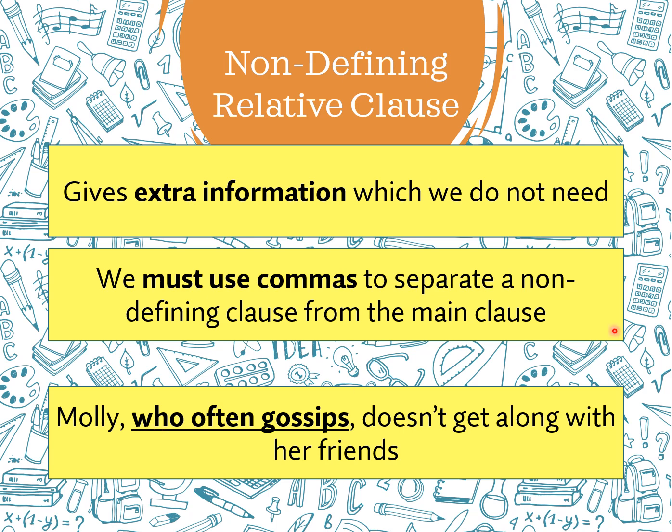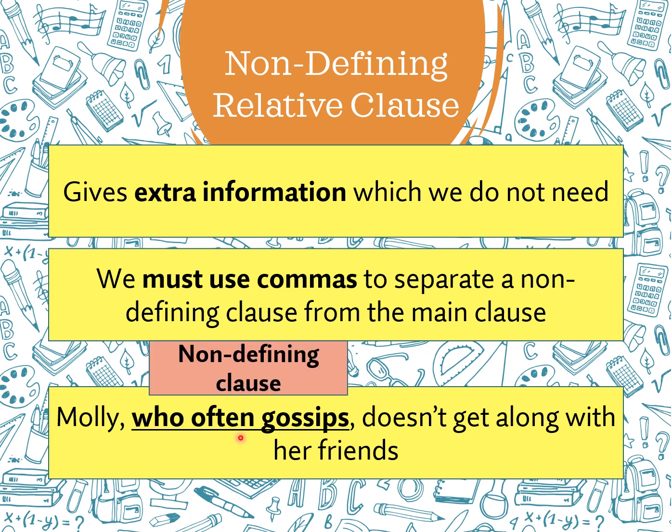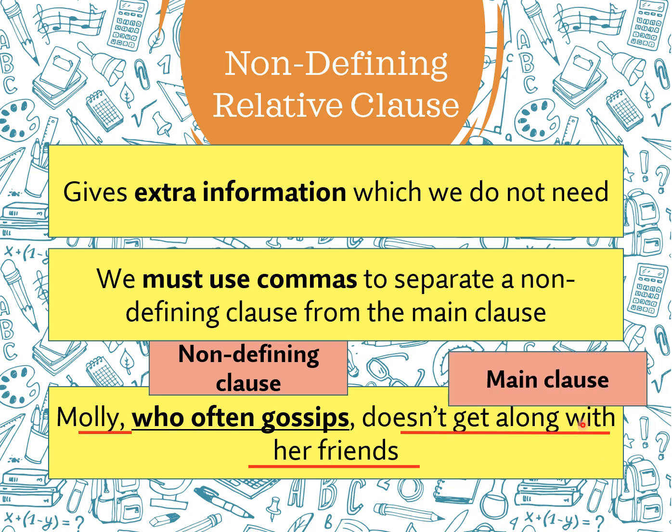Alright. Next. Okay, so non-defining clause adalah di sini. Main clause adalah di sini. So, Molly, main clause dia apa? Doesn't get along with the friends. Tak perlu nak bagi tahu ini. Tapi kalau bagi tahu memang kita memanjang-manjangkan ayat lah. Salah? Tak salah. Tapi kena guna comma.